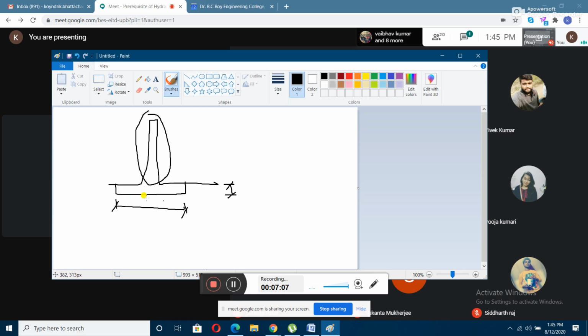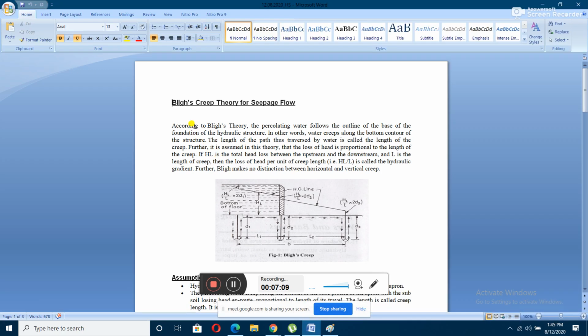So you can see the name Bleak's creep theory for seepage flow. You can understand that, and only those two were found out. We will see in this class how those two parameters have been found out. There were a few assumptions adopted by Bleak.